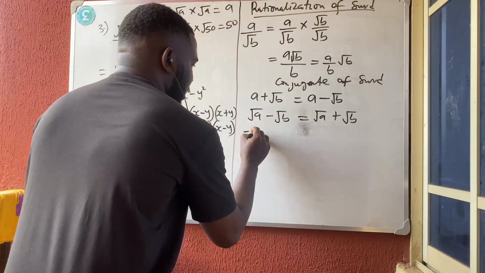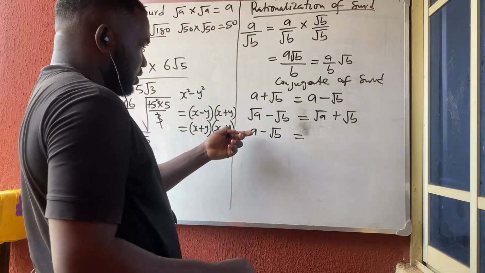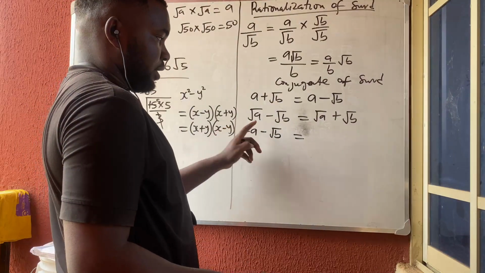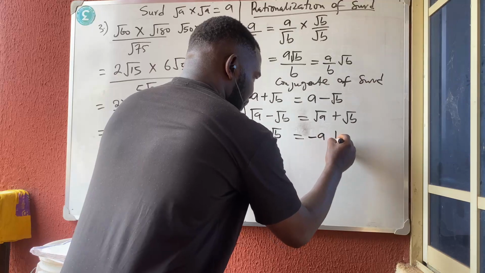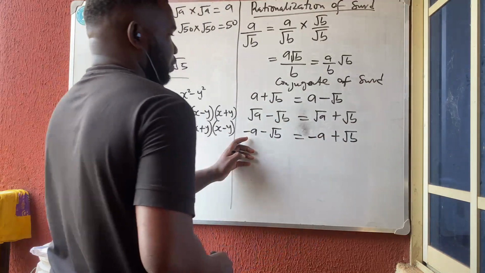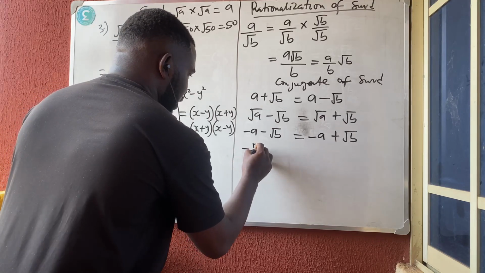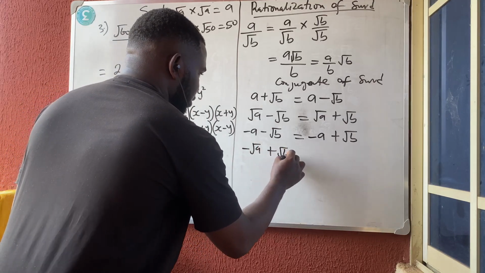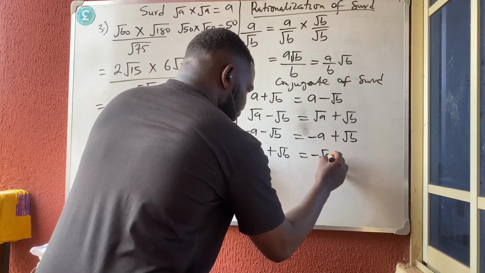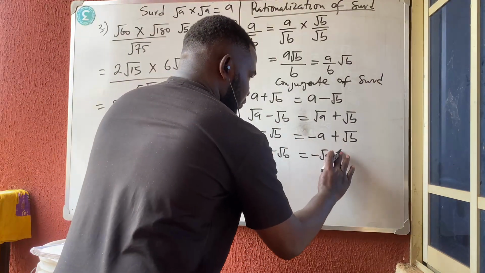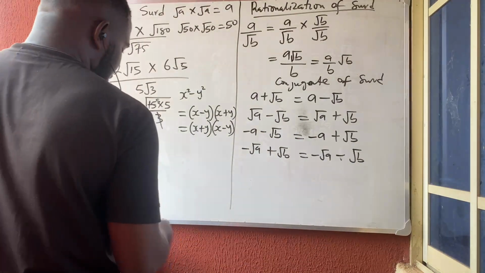Look at this one: minus A minus root B. This is the first person minus A, then minus the second person root B. So I'm going to have that same first person plus the second person. The next one I'm going to do is minus root A plus root B. This one is the first person, which is minus root A. They've given me plus, then I'm going to have what? Minus the second person. So that is the conjugate.